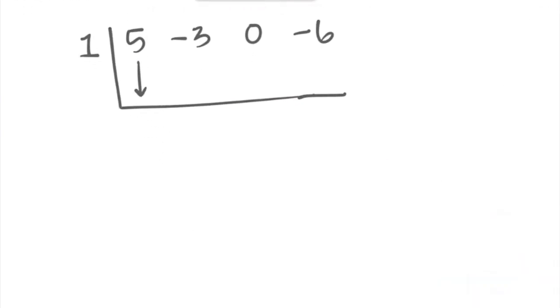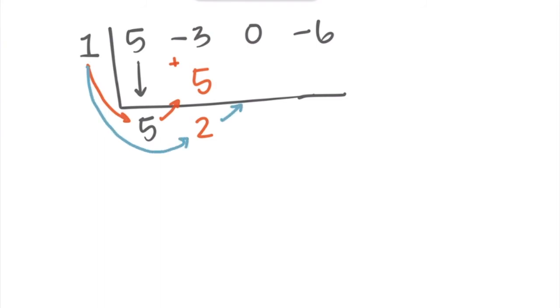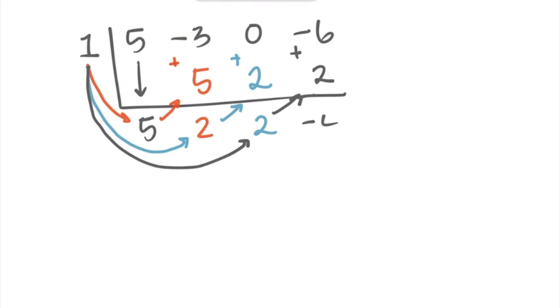We're going to drop the first number. Now we multiply the root times that first number and pop it up. So 1 times 5 is 5, and then we add -3 and 5 to get 2. Next, we multiply the root times 2 and pop it up. 1 times 2 is 2, and then we add 0 and 2 to get 2 again. And then finally, 1 times 2 here, and we pop it up. So 1 times 2 is 2. -6 plus 2 is -4. This is our remainder. A lot of times I box that.